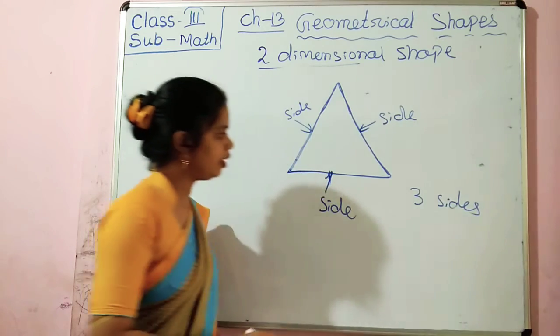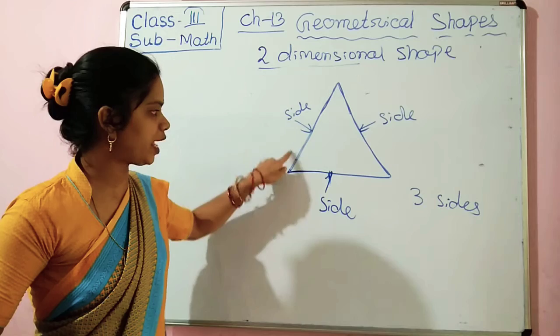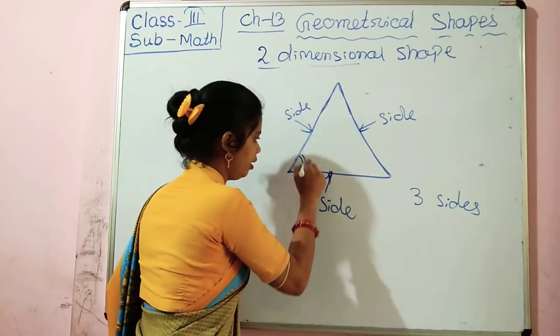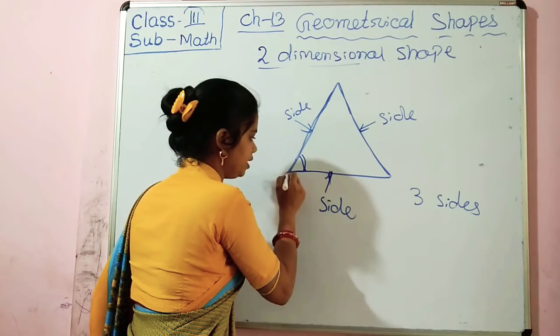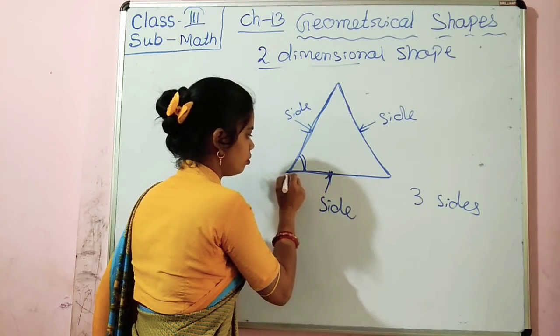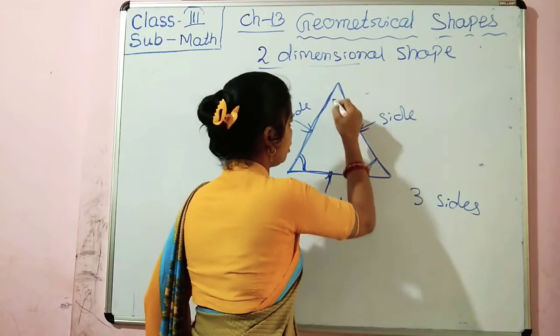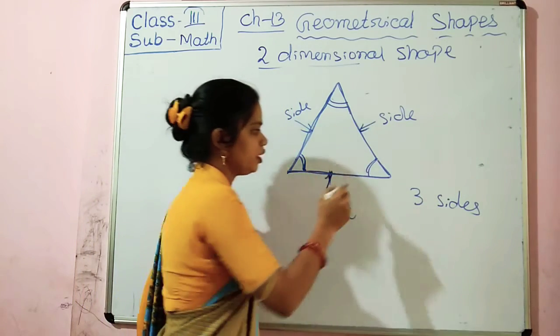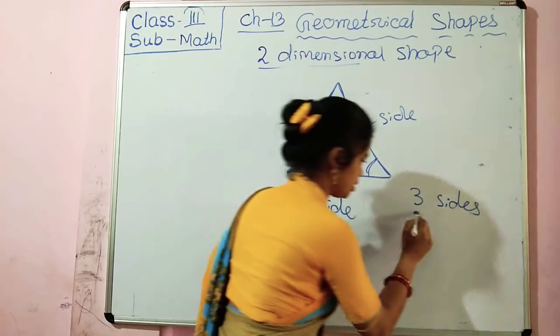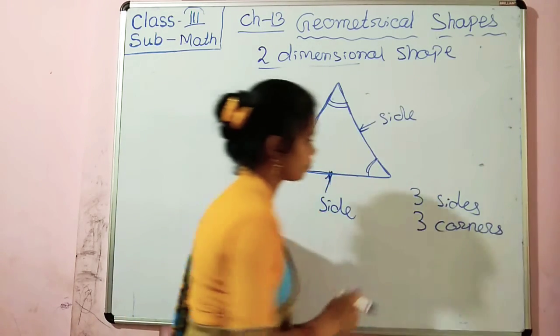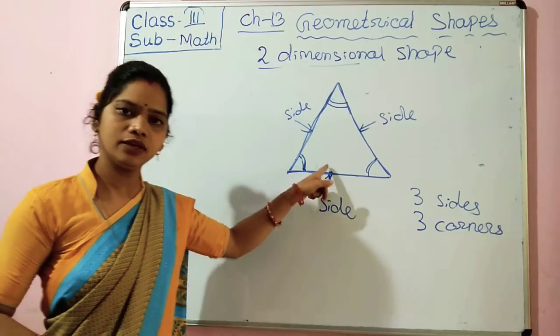Okay, and when the sides meet, it creates a corner. It is a corner when two sides meet each other. Look, here is a corner. It is also a corner and it is also a corner. Here a triangle has three corners, three sides and three corners.